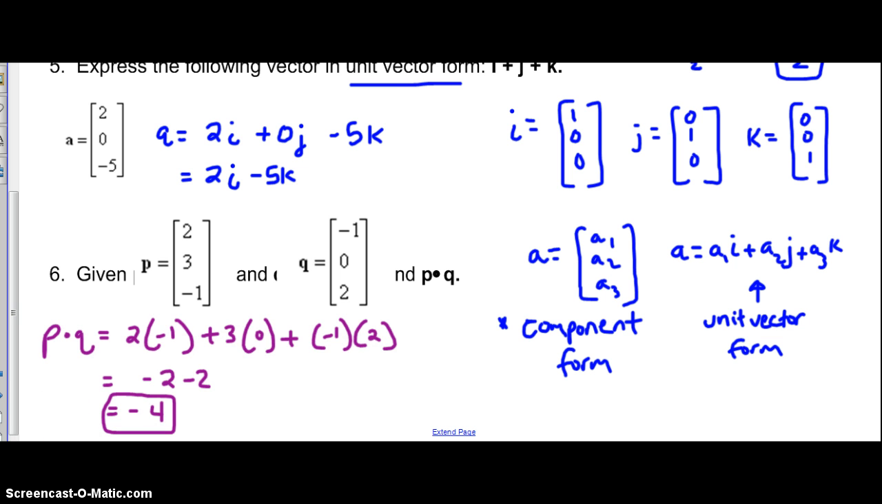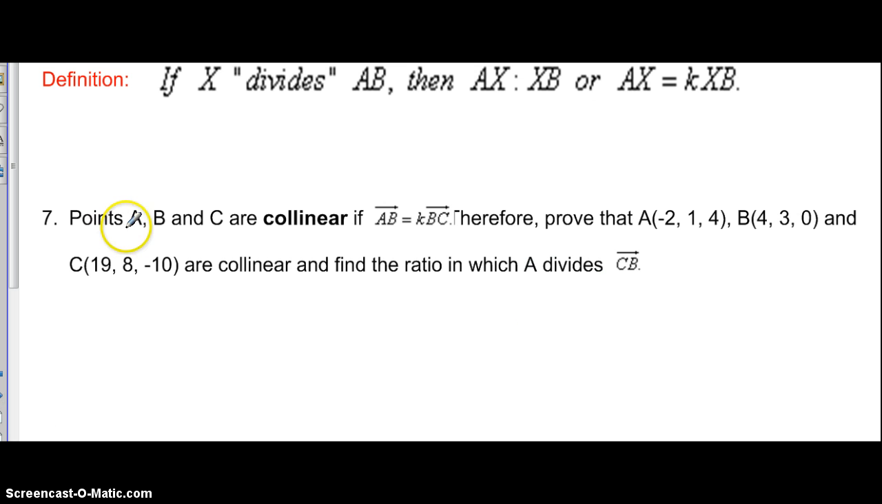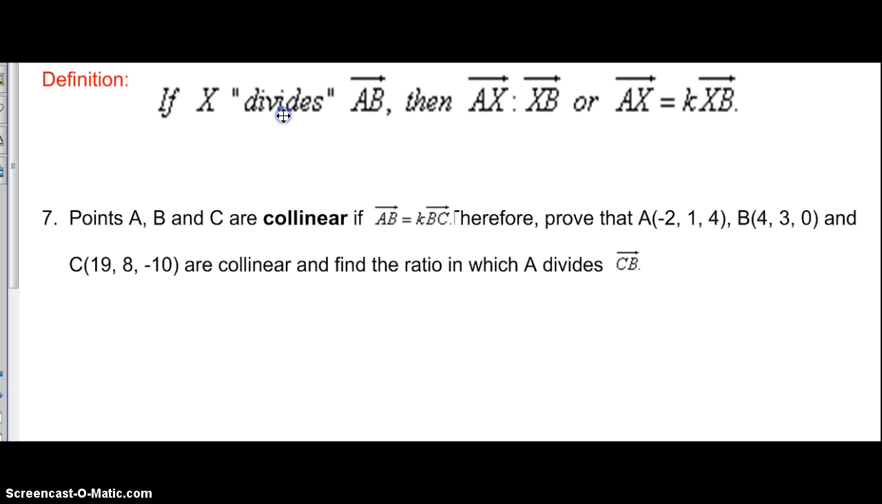Okay, for number 6, I have here in purple, and the dot product would be found, and you would get negative 4 for the dot product of P and Q. All right, for number 7, we have another definition. So make sure you add that to your notes.